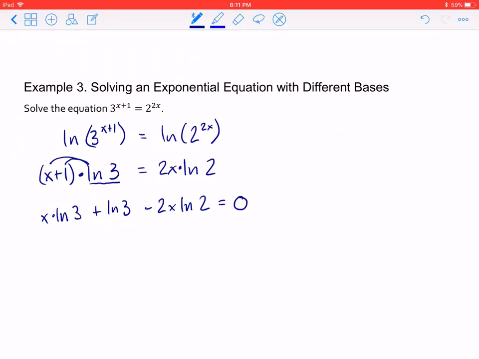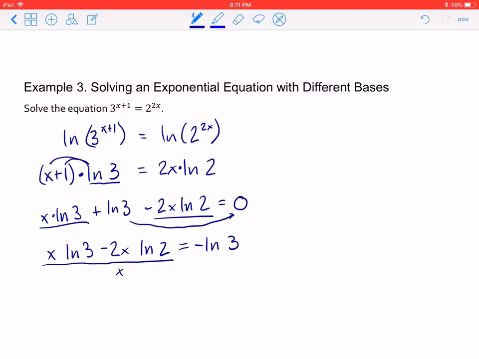All right, what else do I have to do? Well, these two terms have a common x, so I'm going to keep them on the left. So I have x ln 3 minus 2x ln 2. I'm going to move the ln 3 to the other side, so I'll subtract it over here. Now, between these two terms, there's a common x, so I could factor that out. I'm left with ln 3 minus 2 ln 2, which is equal to minus ln 3.